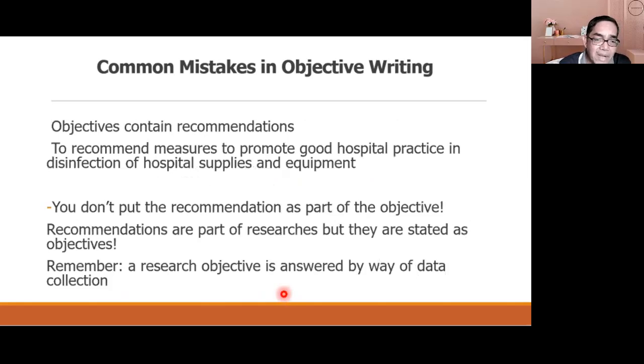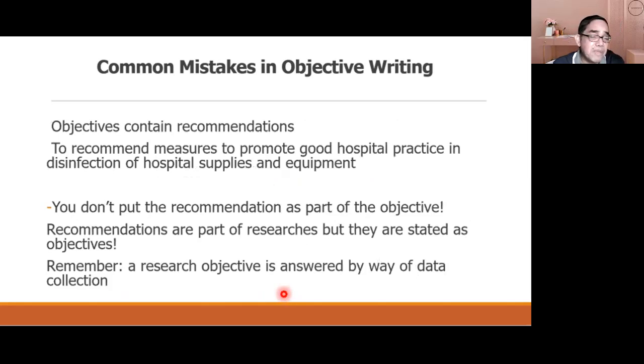Objectives contain recommendations, for example, to recommend measures to promote good hospital practice in disinfection of hospital supplies and equipment. This is a common mistake among people taking up a master's program or doctorate program.